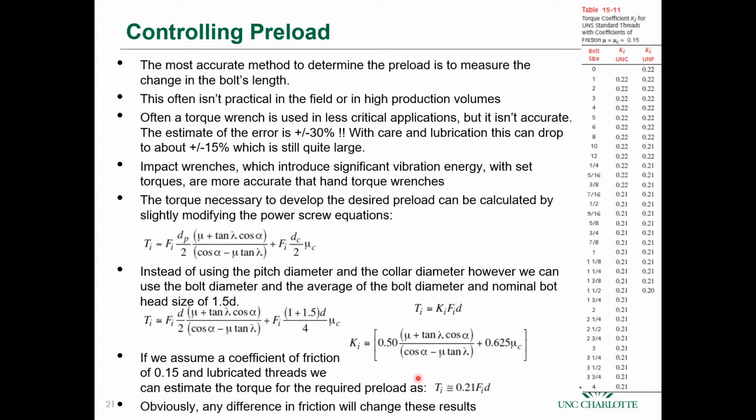Okay, and so here's a table where basically if we assume that we have a coefficient of friction of 0.15, we can calculate Ki values, and you can see that for smaller bolts they're slightly larger, all the way up to 3/8 of an inch, and then they go down to 0.21. Okay, but these are calculated values.